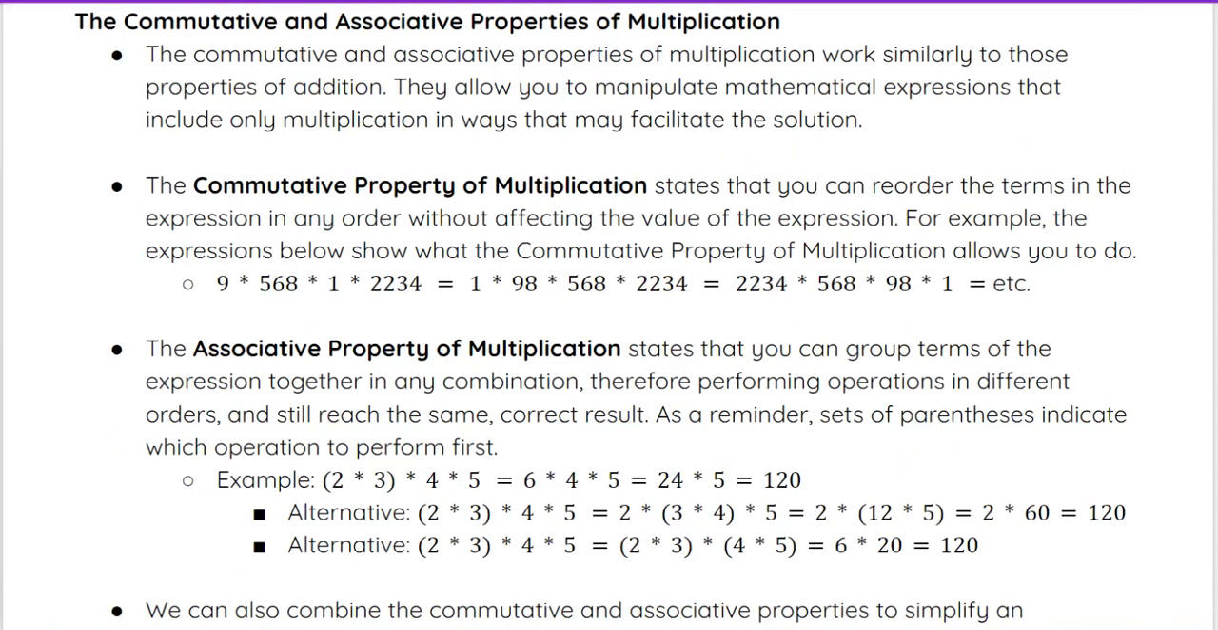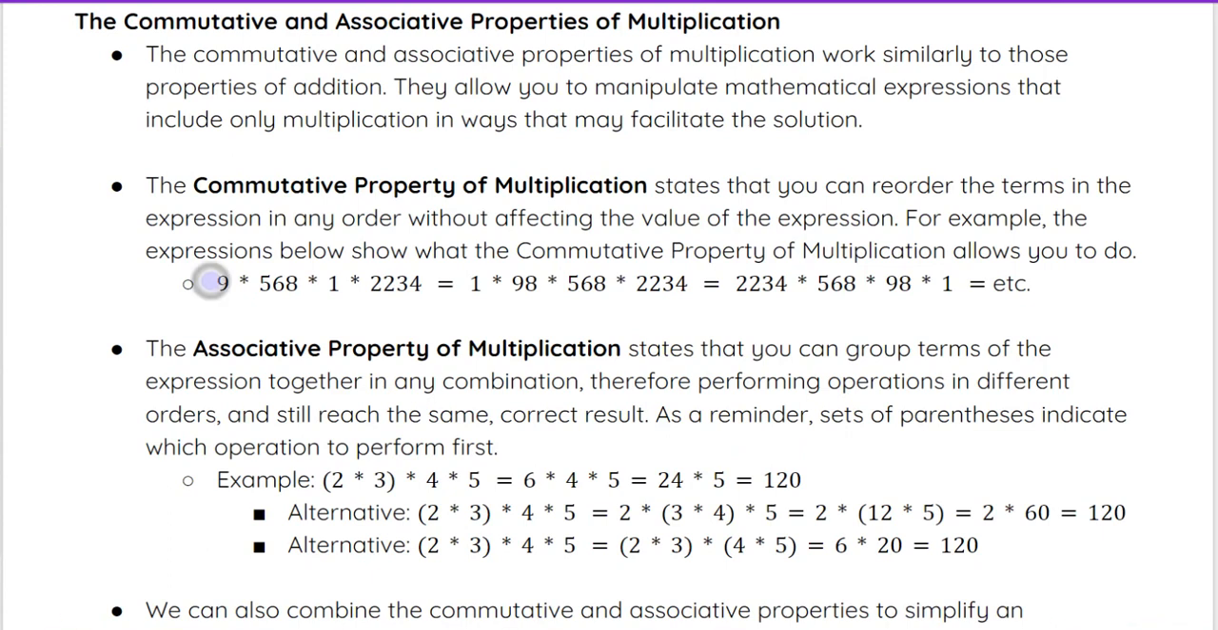Now, looking at the commutative and associative properties of multiplication, we have talked about the commutative and associative properties of addition. Now, this is looking at those same properties, but for multiplication. So they work just like our commutative and associative properties of addition, and the fact that they really mean the same thing. It's just multiplication in between the numbers instead of addition. So the commutative property of multiplication states that you can reorder the terms in your expression in any order without affecting the value, as long as it is all multiplication.